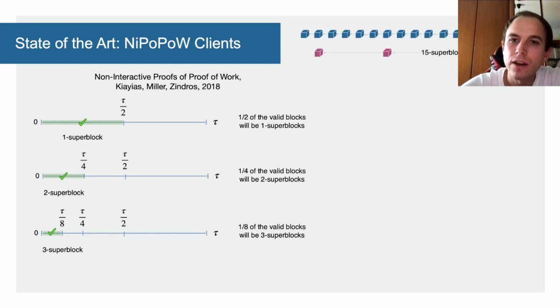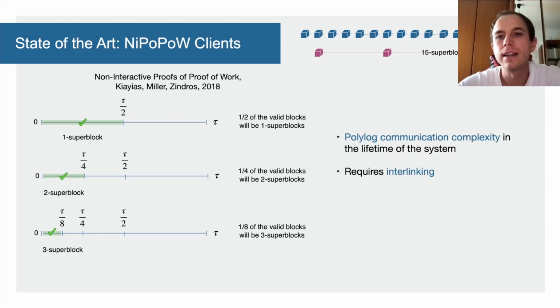And then instead of providing the whole block headers to the light client, we only need to provide these superblocks. Since these superblocks are so heavy, it's sufficient to provide the light client with the superblocks. The light client can verify them, and instead of sending a linear amount of data, it is enough to send a logarithmic number of these superblocks. So this is all good and well. However, it's not compatible with current systems such as Bitcoin, because it requires interlinking between these superblocks. Essentially, blocks need to link back to the last superblock that appeared.